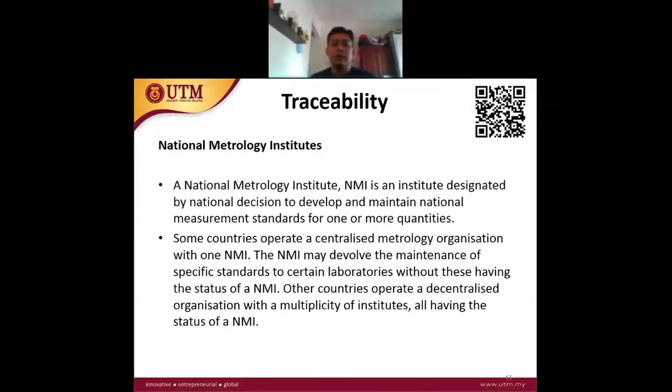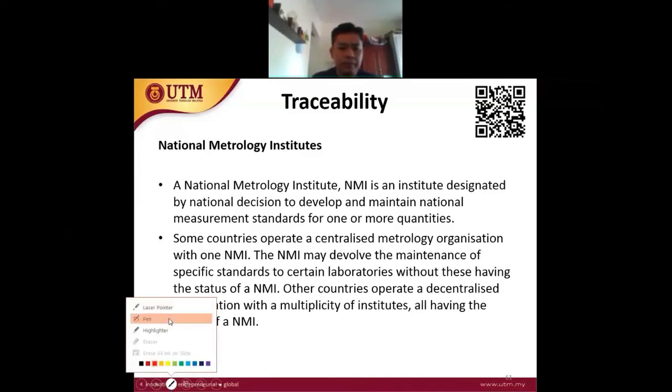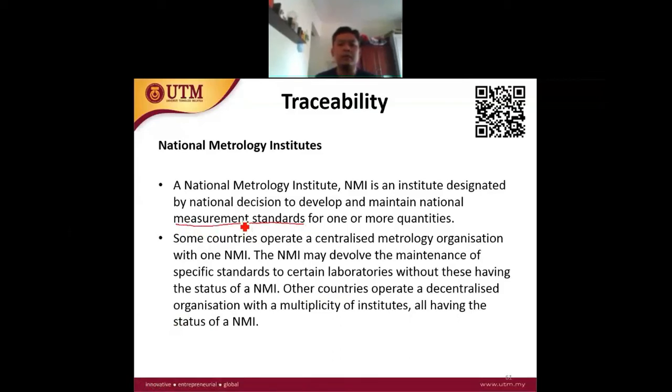So here in Malaysia we have a National Metrology Institute, basically designated by the nation to develop and maintain national measurement standards for one or more quantities. A measurement standard can be anything.